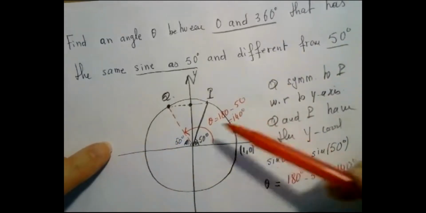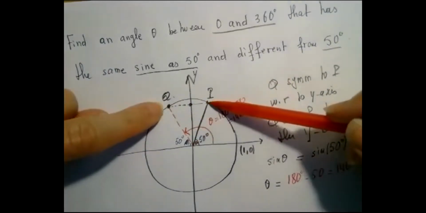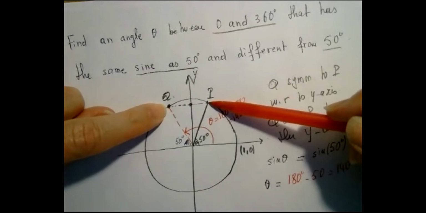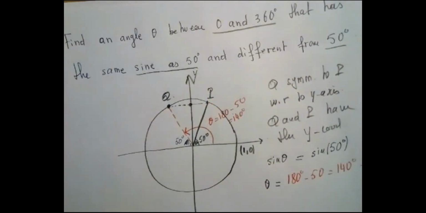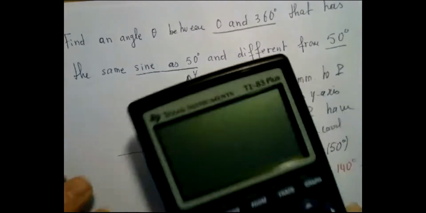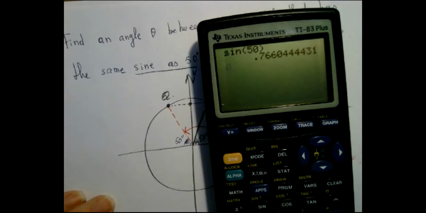So this angle and the angle 50 have exactly the same sine because the points P and Q have the same y coordinate, and that's exactly what the sine is. Now you can check this on your calculator. As you know, your calculator evaluates the sine and cosine. So I'm going to compute the sine of 50, and I'm going to compute the sine of 140.